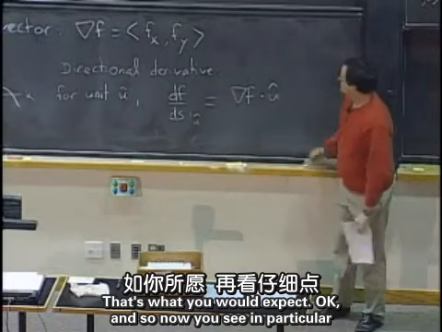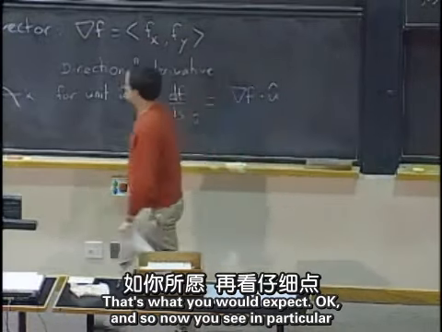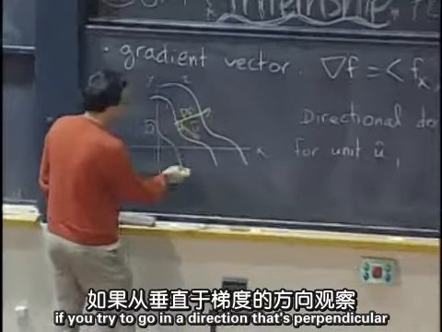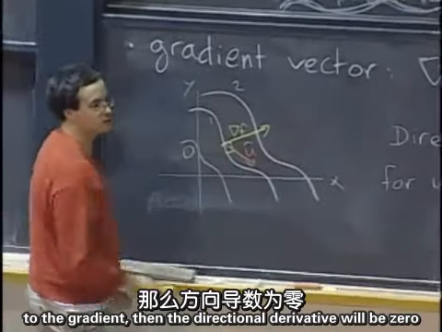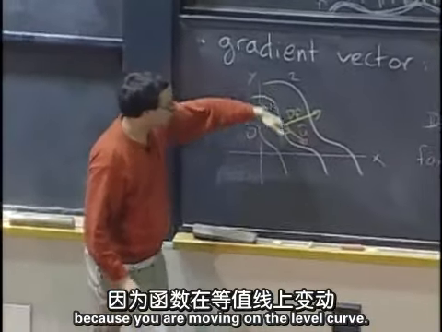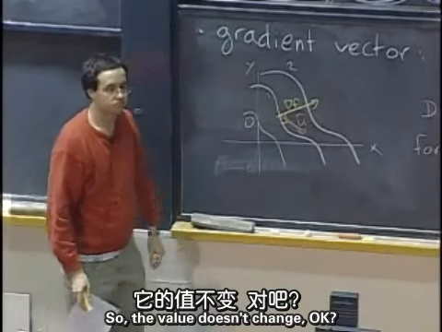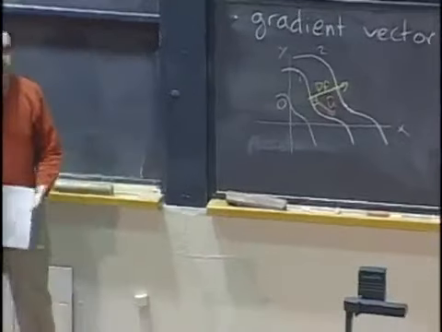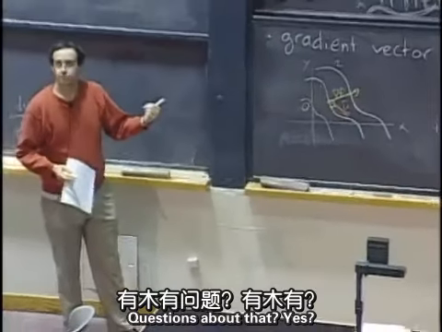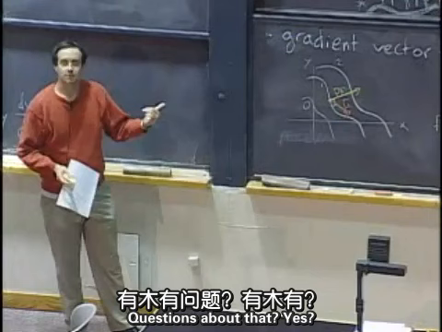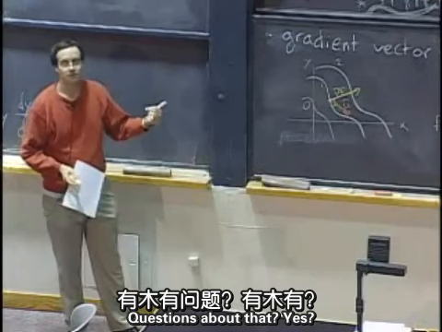Okay? And so now you see, in particular, if you try to go in a direction that's perpendicular to the gradient, then the directional derivative will be 0 because you're moving on the level curve. So the value doesn't change. Okay? Questions about that? Yes?